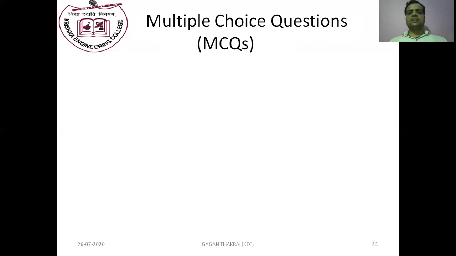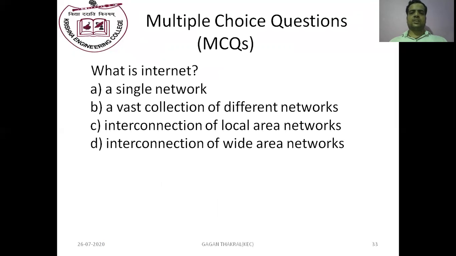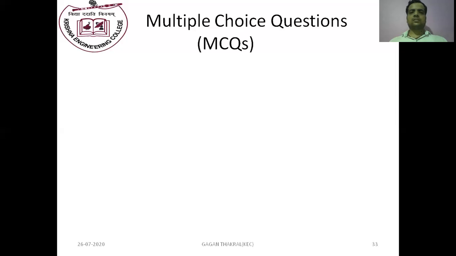Now we will discuss a few multiple choice questions. What is the internet? A, a single network; B, a vast collection of different networks; C, interconnection of local area networks; D, interconnection of wide area networks. Answer is B, a vast collection of different networks.